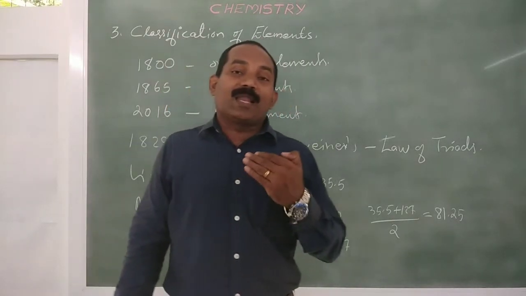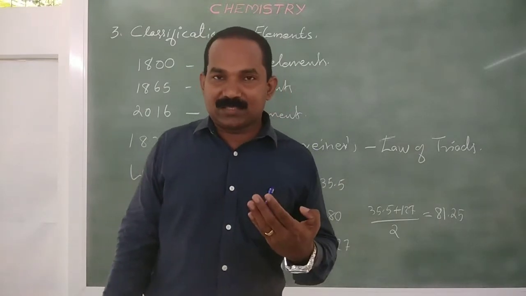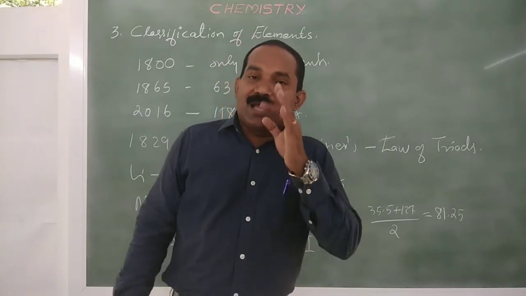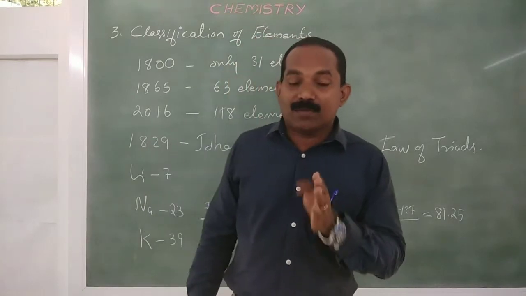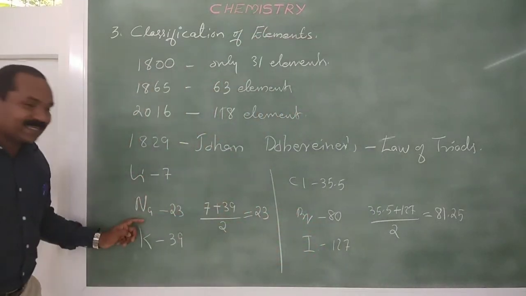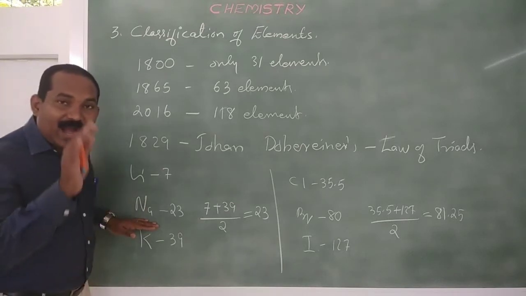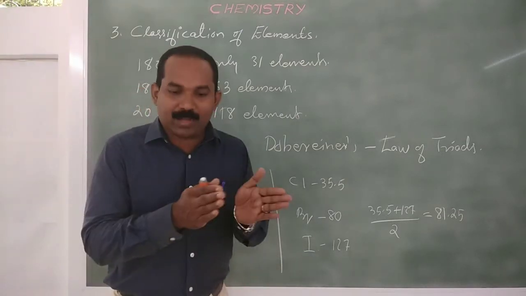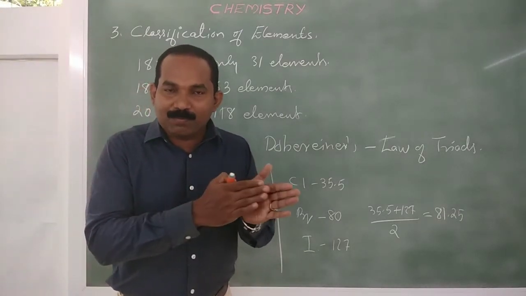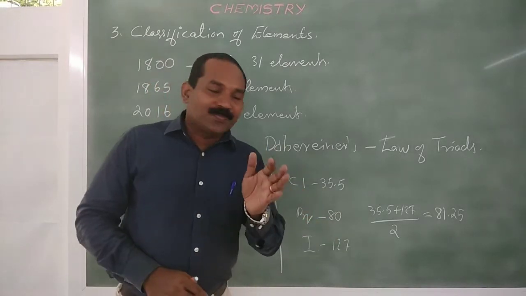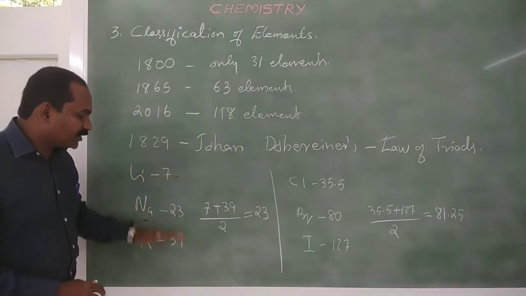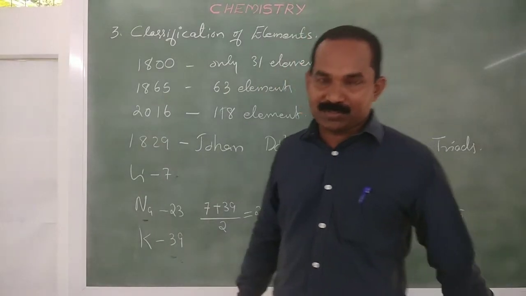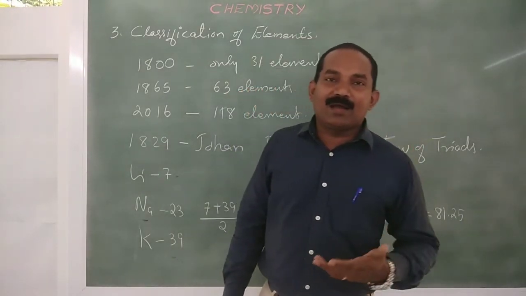So Dobereiner classified the elements as triads. Tri means 3, so 3 elements in a group is called a triad. The atomic mass of the second element, or the middle element, is the arithmetic mean, or midway, of the atomic masses of the first and the third elements. That is the law of triads, a very simple concept. And there are many triads.